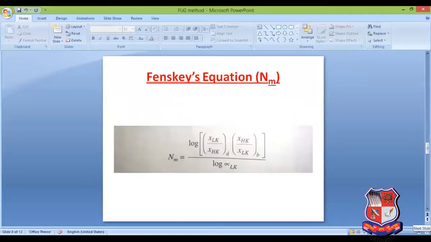Fenske's equation gives you the minimum number of theoretical stages. See, we determined the minimum reflux ratio. Now we are finding the minimum number of theoretical stages. When do we get the minimum number of theoretical stages? Think. The answer is at total reflux. And at total reflux, what will be my reflux ratio? Right. So once again, you can go through my lecture if you don't know the answer. Everything will be clear to you.